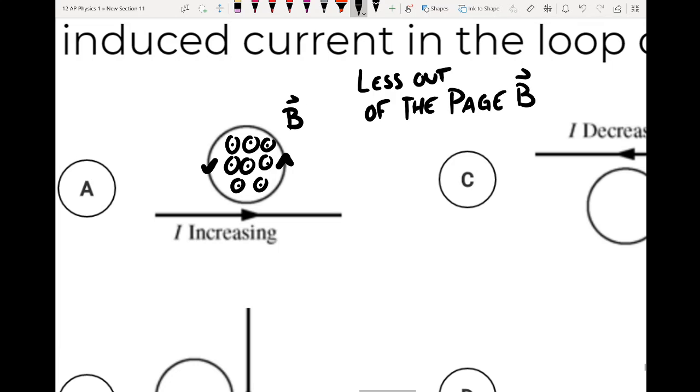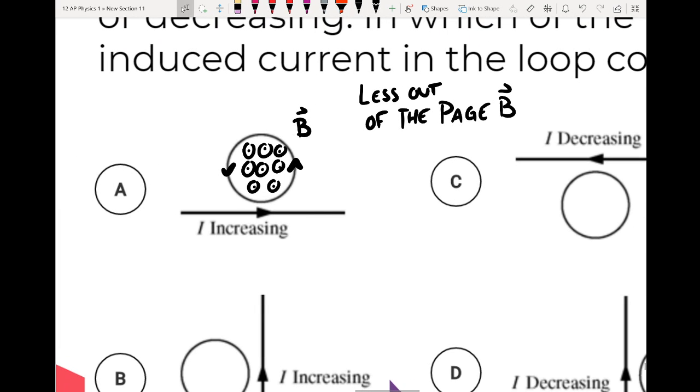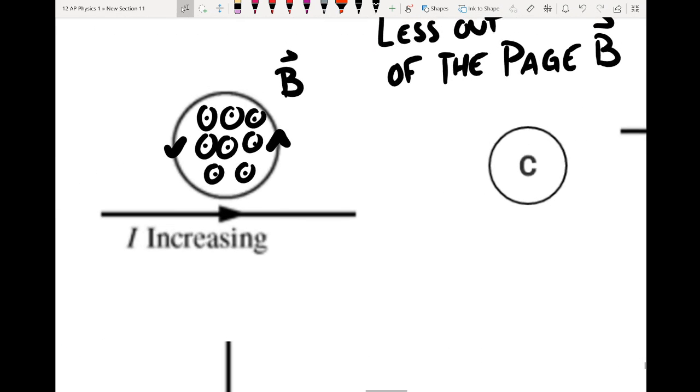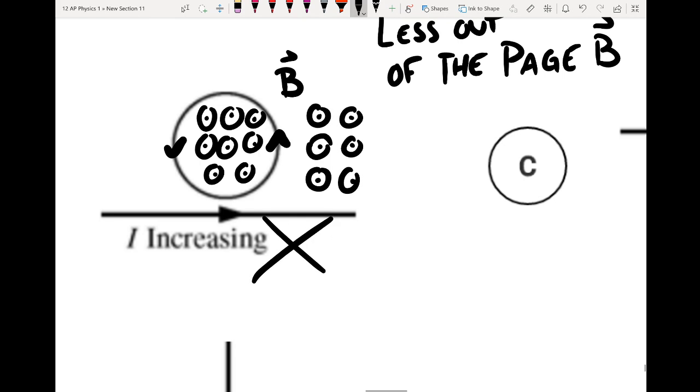So if we want a counterclockwise current, it is going to be producing a magnetic field that is out of the page. So it's going to be producing that to compensate for the decreasing out of the pageness of the magnetic field. So if we have a current in case A that is increasing to the top of it where we have this loop of wire, if it is increasing, that means that our B field, if we do our right-hand rule, is increasing everywhere above this wire. So it is not getting less, it's actually getting more. So that one is no good.